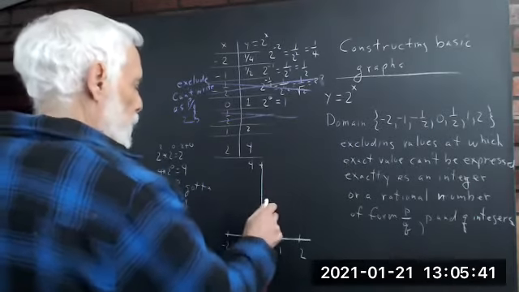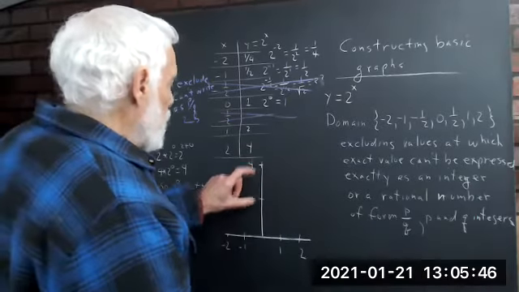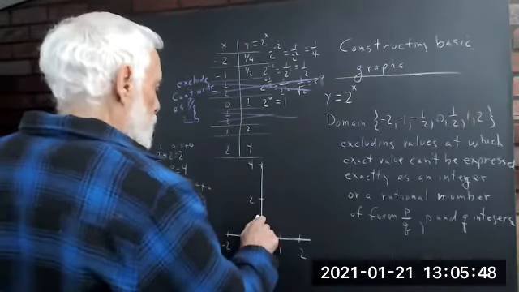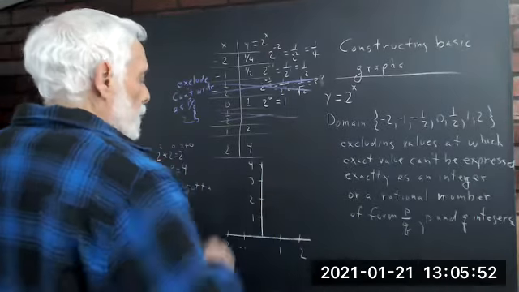Halfway between 0 and 4 is 2. The halfway point looks to be about here. Did I do that right? Yeah, it's not bad. Better than usual. Okay, then we got 1 here. Then we get 3 here, of course.